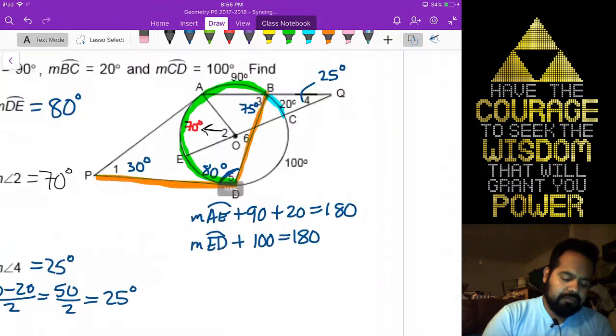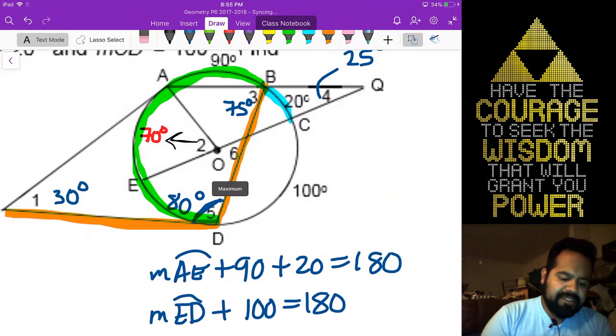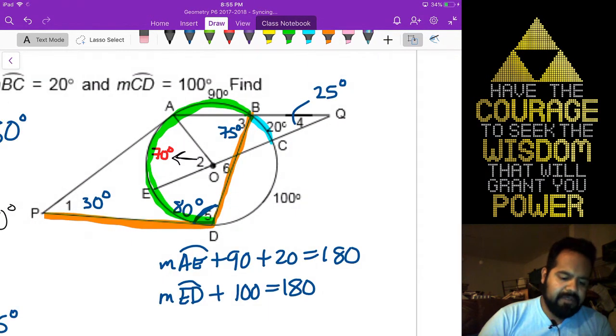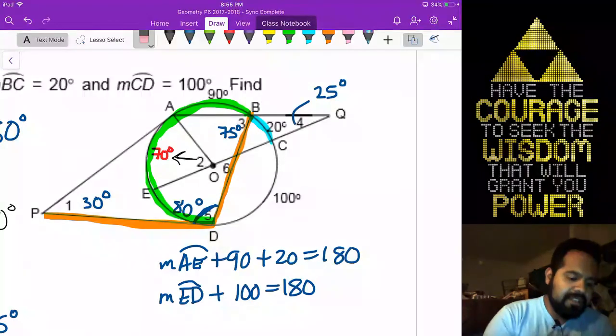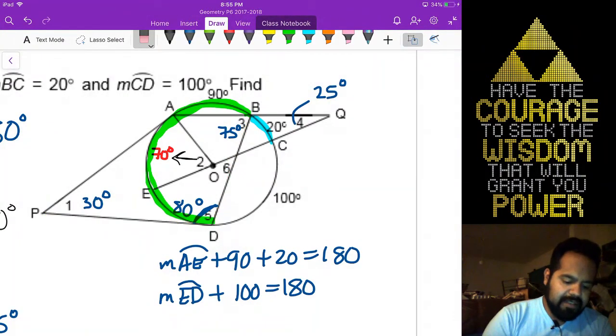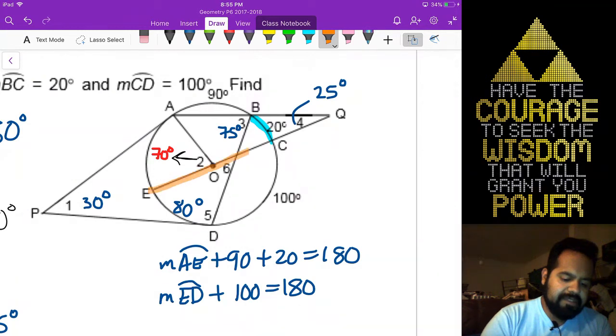Now angle 6. Ooh, that's a good one. So angle 6, Riley, again, without getting too overboard. Angle 6 is formed by this chord intersecting this chord.